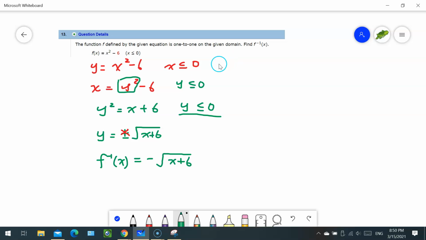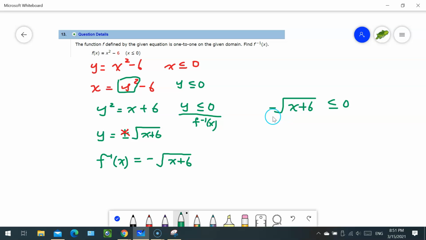Now we need to find the domain of this inverse function. Here, it tells us y is less than or equal to 0. So this is the inverse of f(x). Now, with that inverse, let me write down here, negative square root of x plus 6 is less than or equal to 0, because this is the y, so y is less than or equal to 0. Now we solve for x. We are looking for the domain of this inverse function.